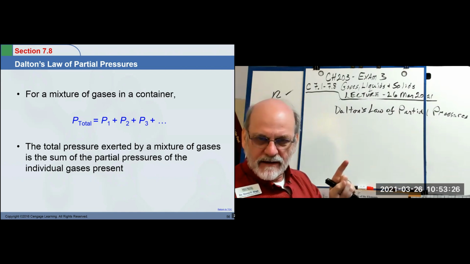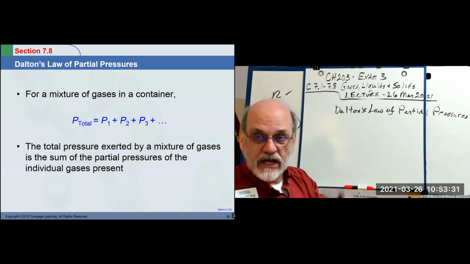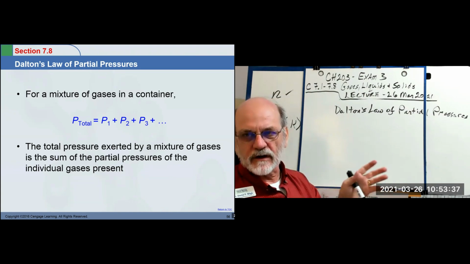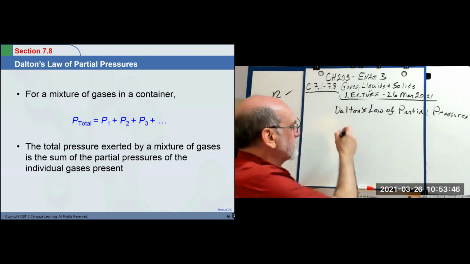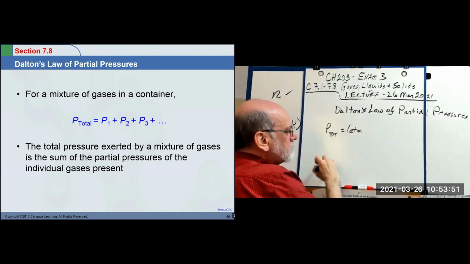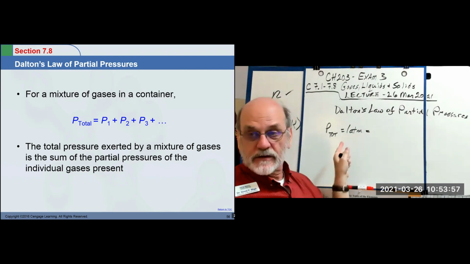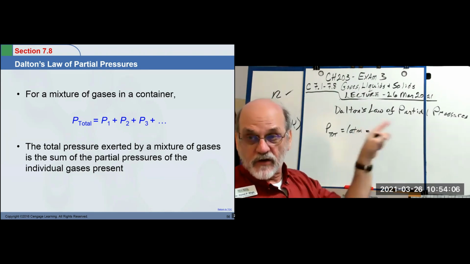And if there's some way that you could measure the individual pressures contributed by each of the different gases, so you have nitrogen, oxygen, and argon at sea level, the total pressure is going to be 1 atmosphere. That 1 atmosphere is a summation of the partial pressures contributed by each of the other gases.